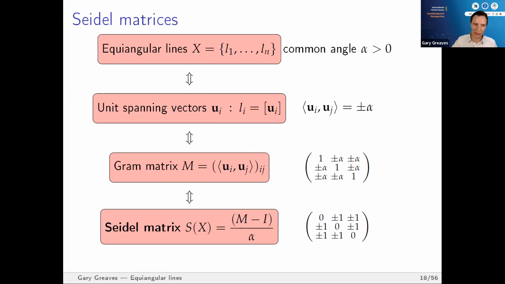And now we're going to get some matrices involved. The next thing I want to tell you about is Seidel matrices. This is where you start off with an equiangular line system and you turn it into a relatively nice matrix. So here I introduce the Seidel matrix, and we start off with equiangular lines, again, given by X. It's just a bunch of lines, say L1 up to Ln. And we assume the common angle is bigger than 0. Common angle 0, again, is very boring. That's just an orthonormal basis.